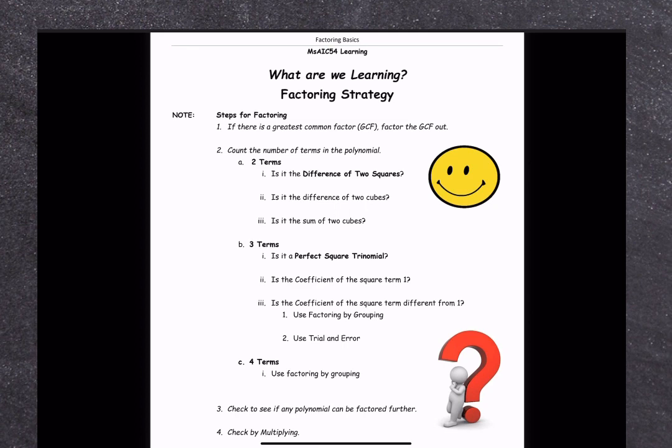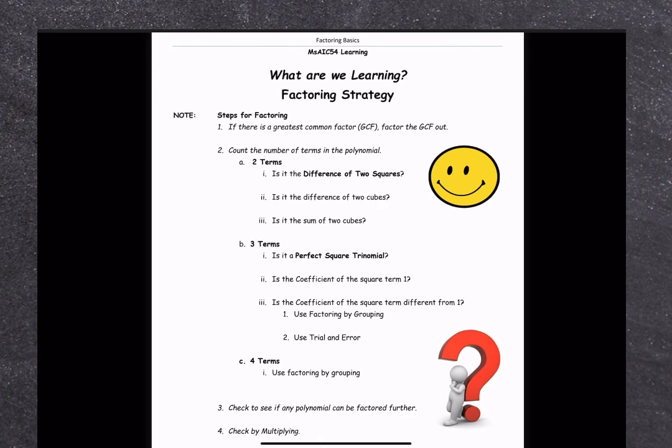Then lastly, you have 4 terms. If you have 4 terms, you automatically go to factor by grouping. Always check your final answer to see if you can't factor further, and then check your answer by multiplying. Now, try your examples and see how it goes.